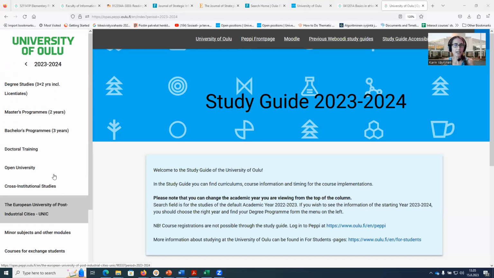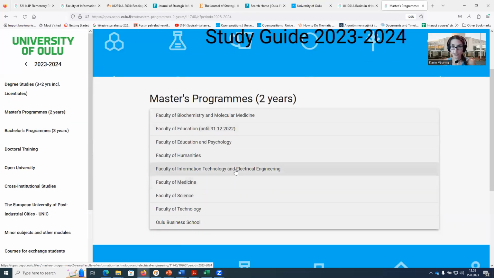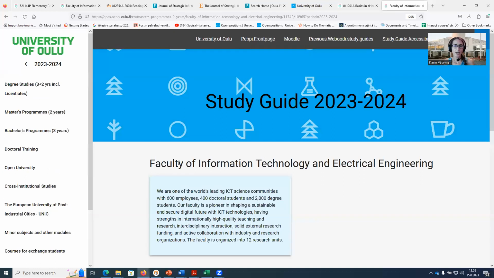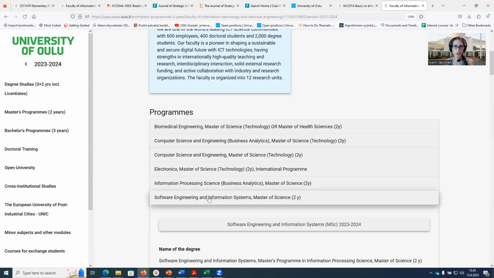But let's start with the easiest option. If you really don't find or know anything else, then take our own courses. First, you go to the Faculty of Information Technology and Electrical Engineering after selecting master's programs, 2 years. There you select our own study program, software engineering and information systems.